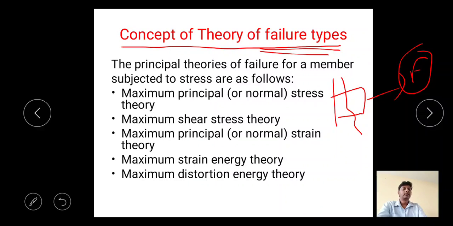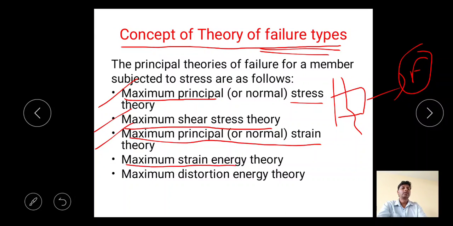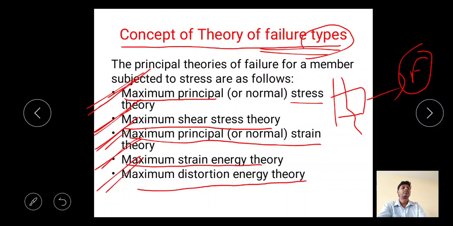For your syllabus, you just need to know which types of failure there are. There is the maximum principal stress theory first, and then the maximum shear stress theory. The third is the maximum principal strain theory, then the maximum strain energy theory, and the maximum distortion energy theory. You only need to remember these theories. There is no explanation for it; for your syllabus it is only the types of failure.